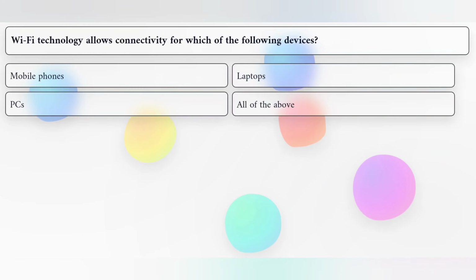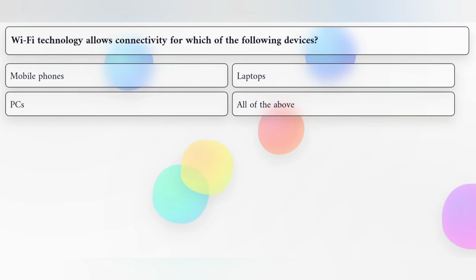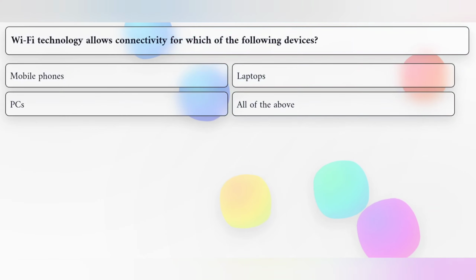Wi-Fi technology allows connectivity for which of the following devices? Mobile phones, laptops, PCs, all of the above.